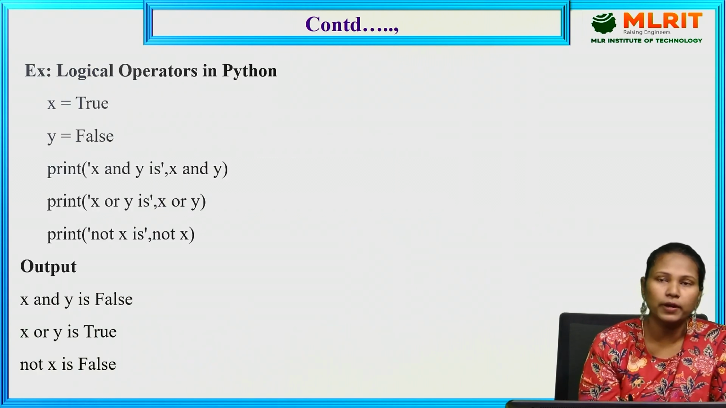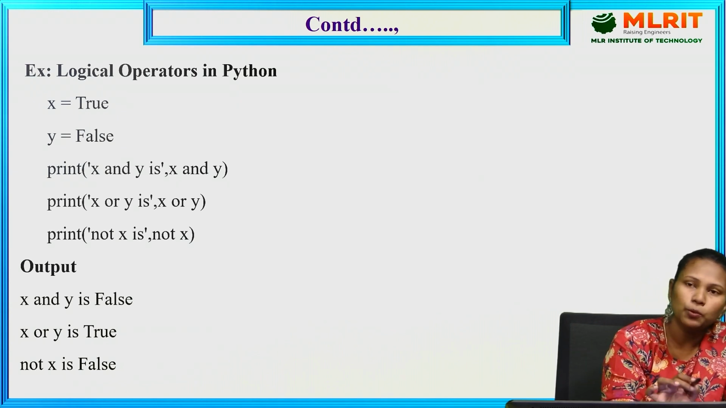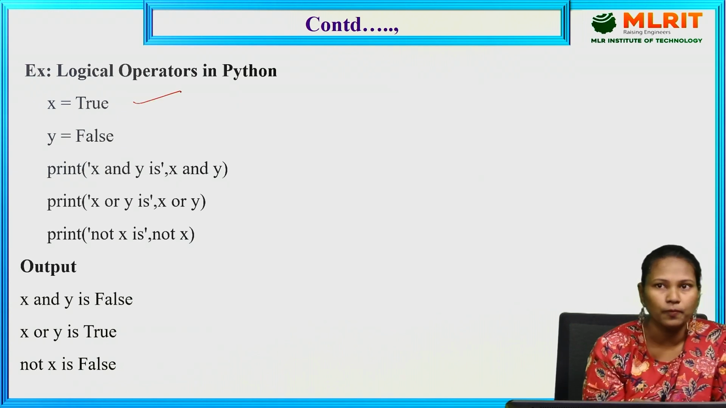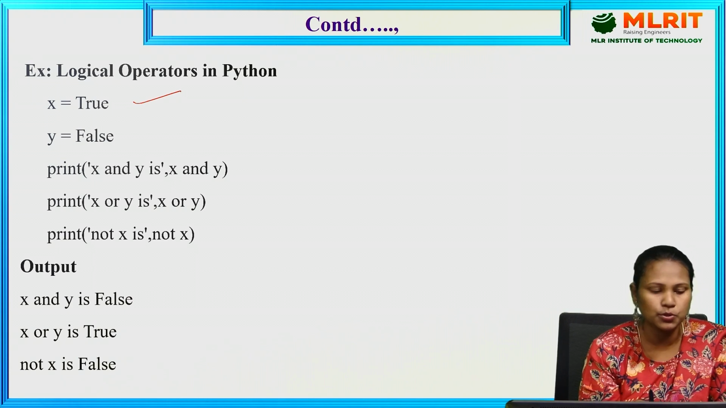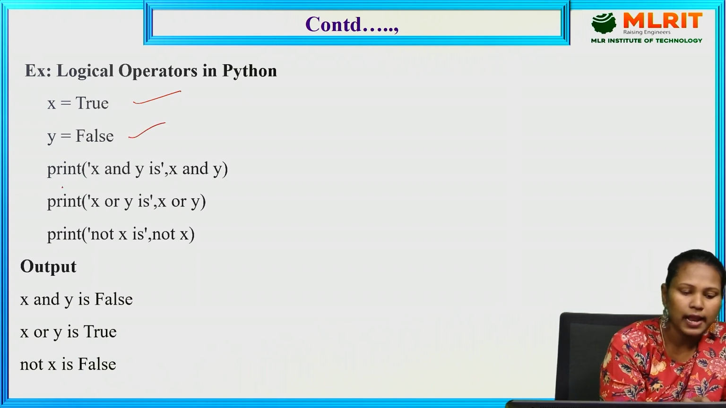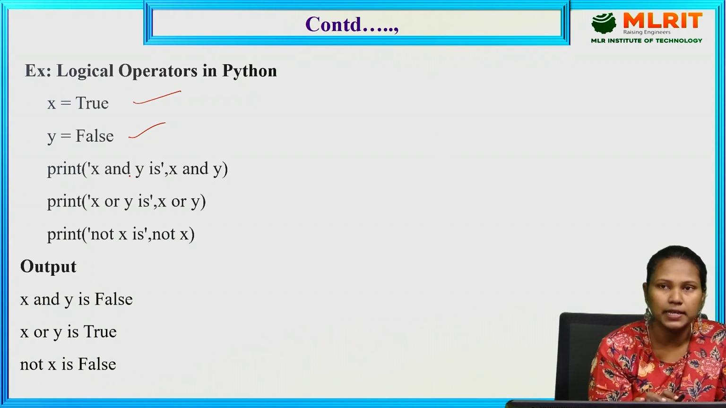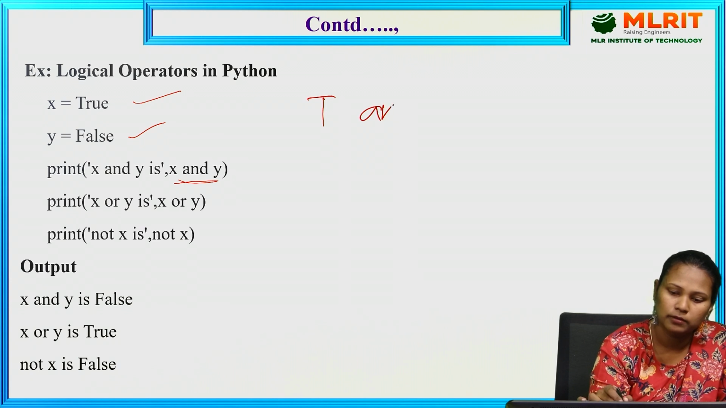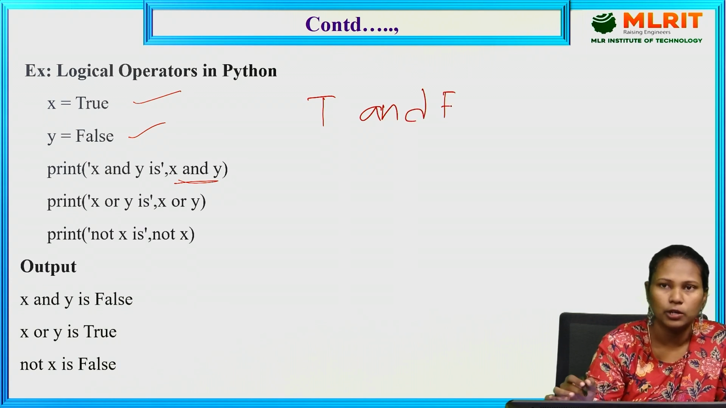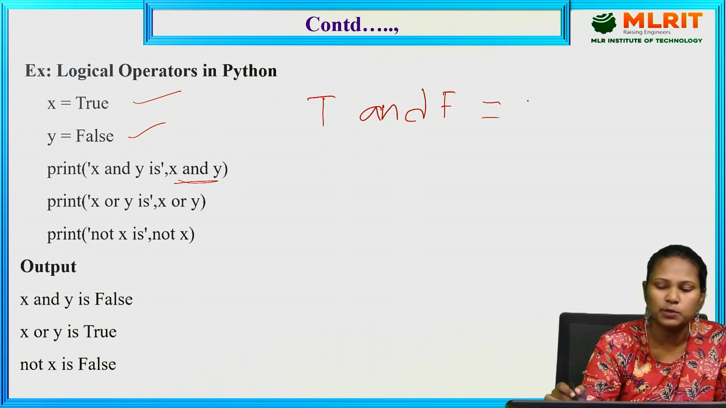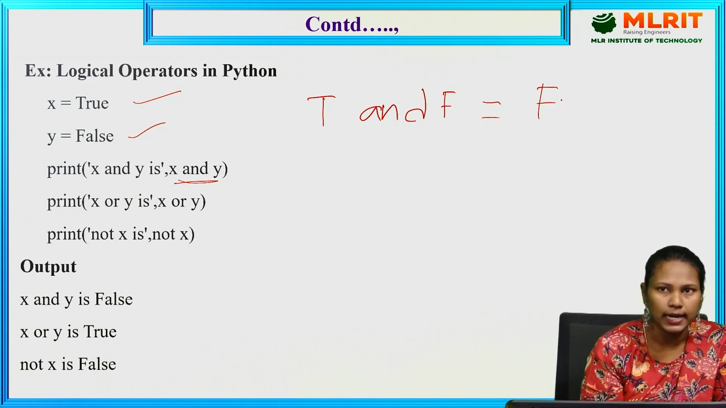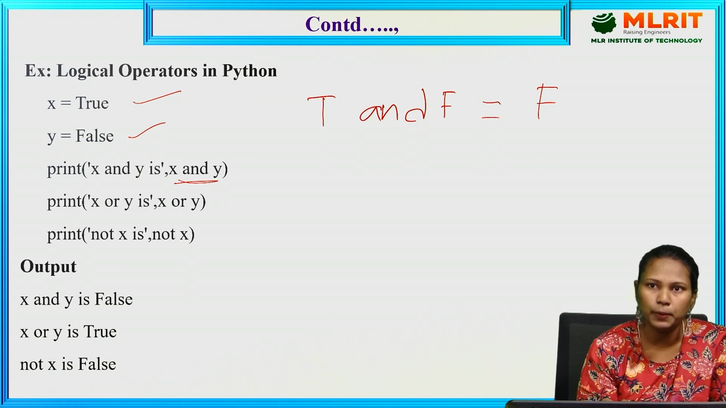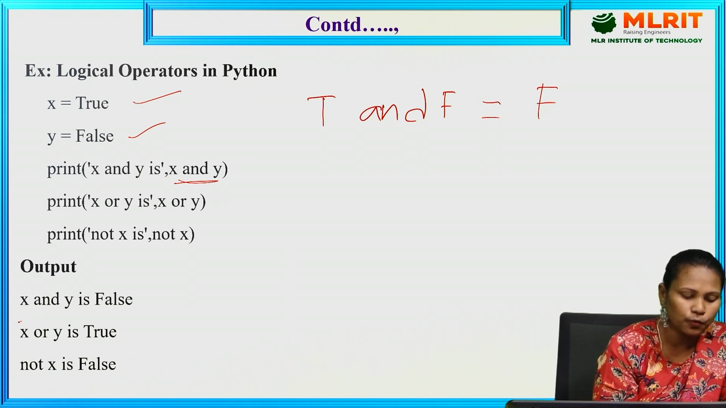The example for logical operators in Python. So now we are taking x equal to true. In all cases, the x value is true and the y value is false. So here I am printing x and y. The x value is true and the y value is false. So it results in true and false, which means false only, because in logical AND, only if both the inputs are true will it be true. So that's why x and y is false.